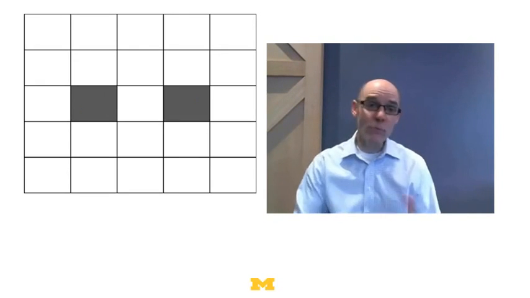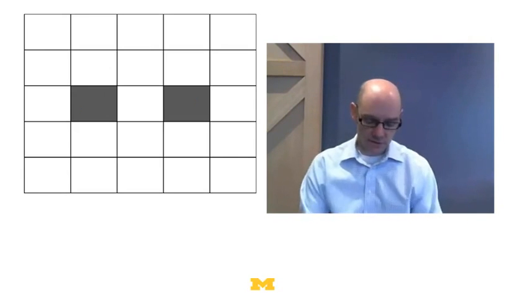Okay? So now what we can do in the game of life is not look at just individual cells. We can look at entire configurations of cells. So now here's a starting pattern.